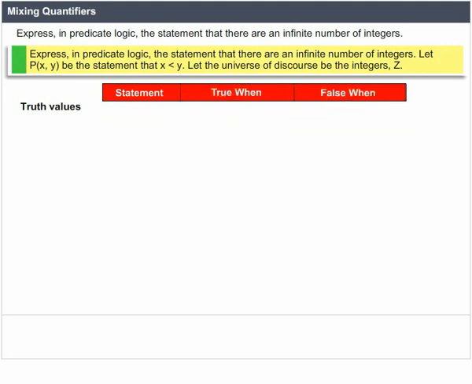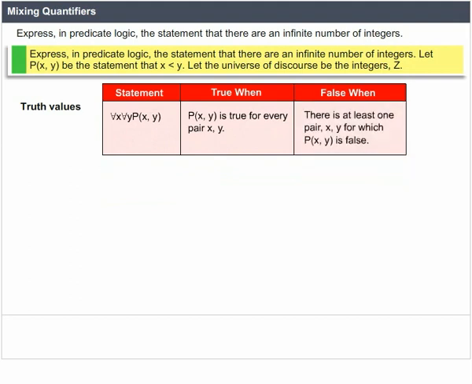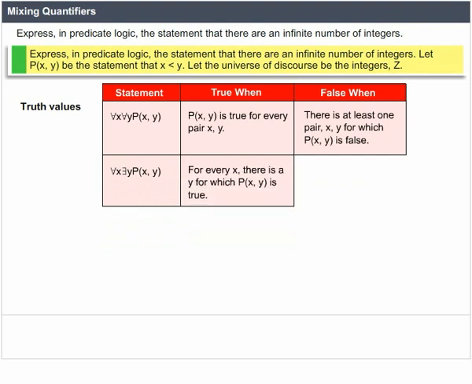We're going to read row by row. For every x, for every y, P of x comma y: true when P of x comma y is true for every pair x comma y; false when there is at least one pair x comma y for which P of x comma y is false. Second row. For every x, there exists y, P of x comma y: true when for every x there is a y for which P of x comma y is true; false when there is an x for which P of x comma y is false for every y.